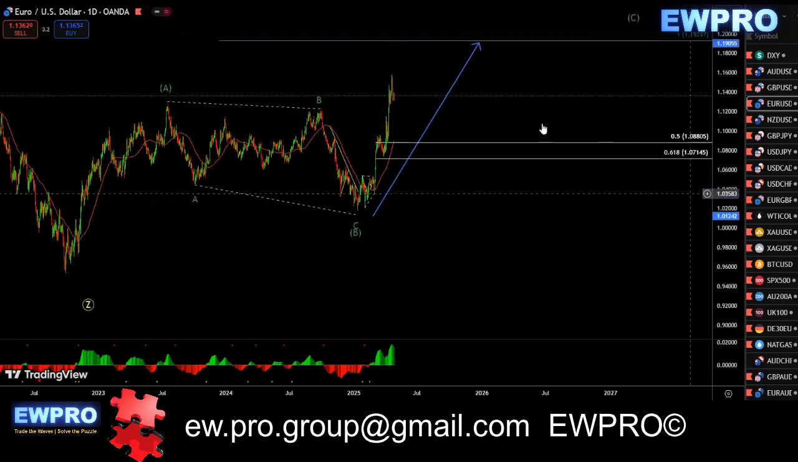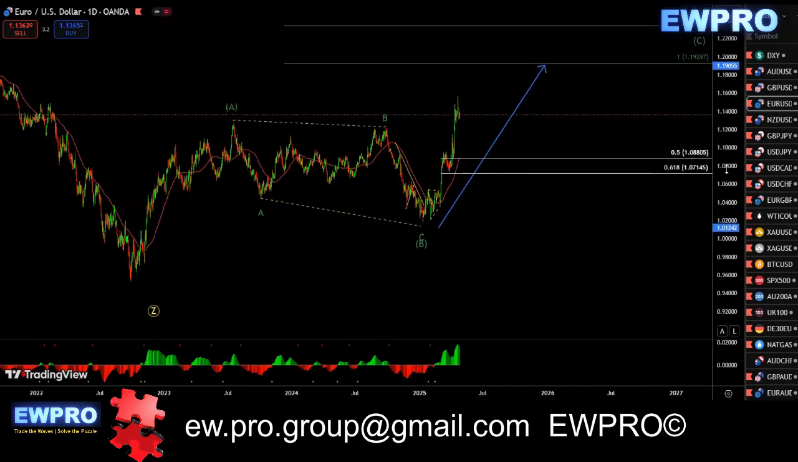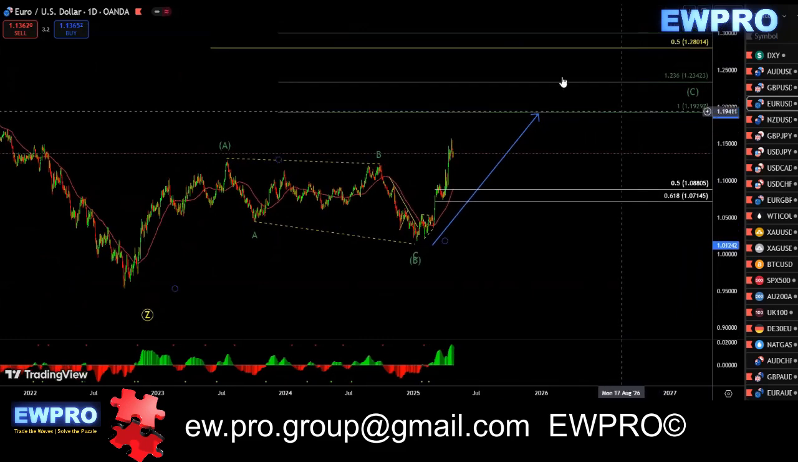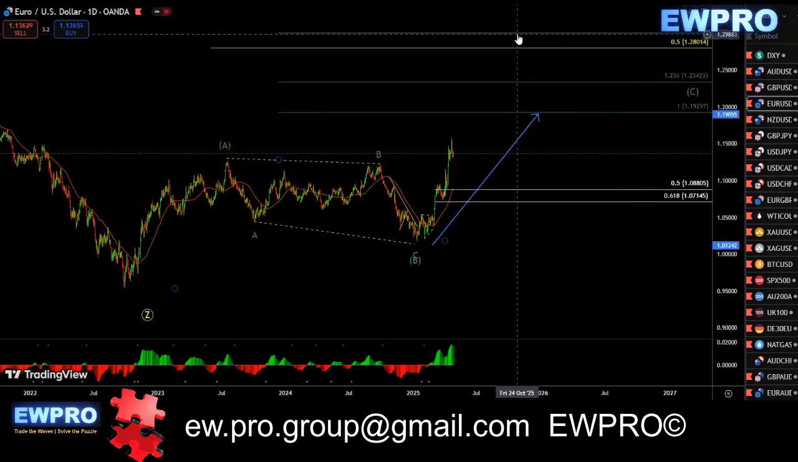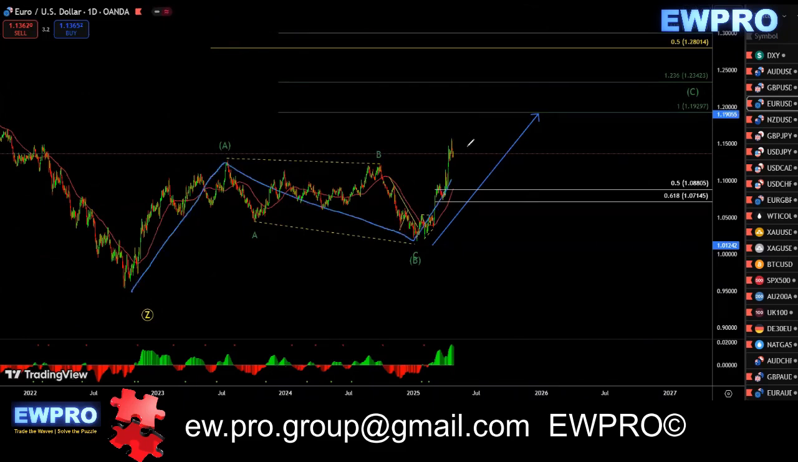EU on the daily, still not at that 100 fib, but we got an A, a B, and a C here. This is very impulsive. There is a chance that this, the same with the rest of them, gets up to the 161.8 and this turns motive, like a 1, 2, 3, 4, 5.